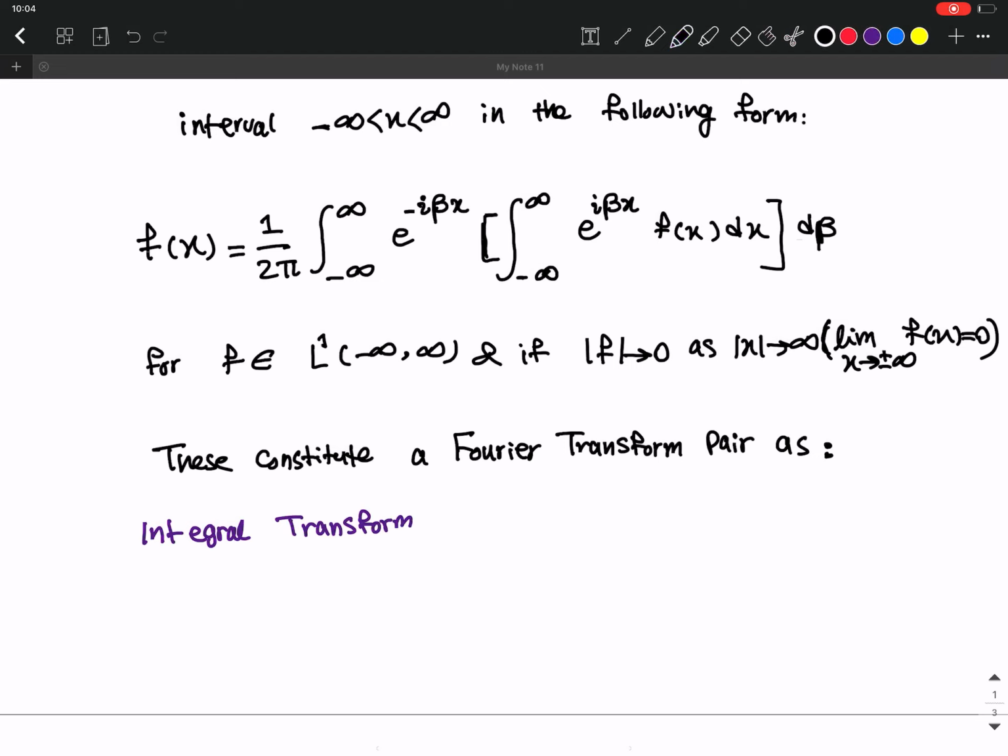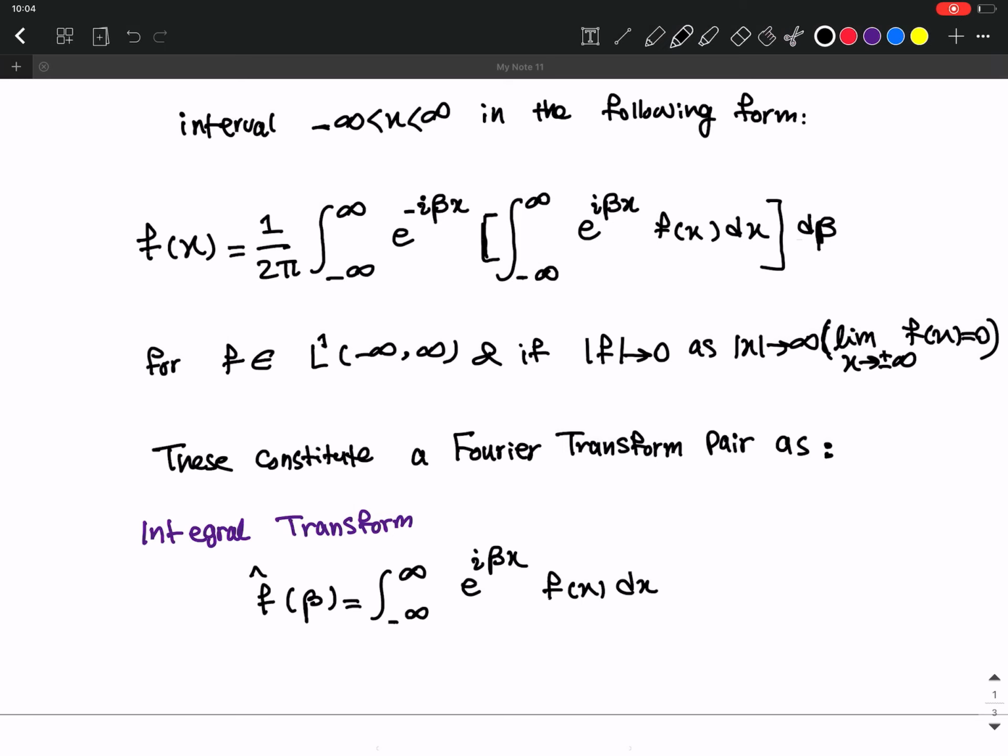We show this transform, or this is also called Fourier transform. It's one type of integral transforms. We show this with a hat. F hat of beta is the representation of f(x) in the frequency space, or in beta. Okay, integral from minus infinity to infinity of e to the power i beta x and f(x) dx. Okay, so it's a very simple Fourier transform.